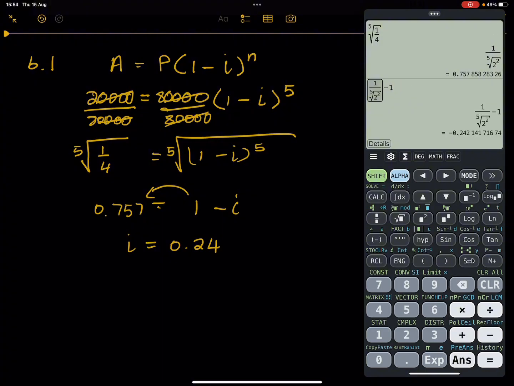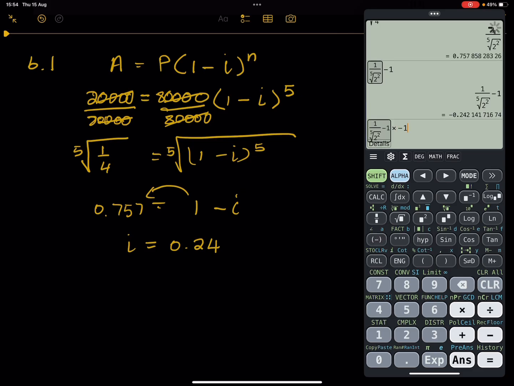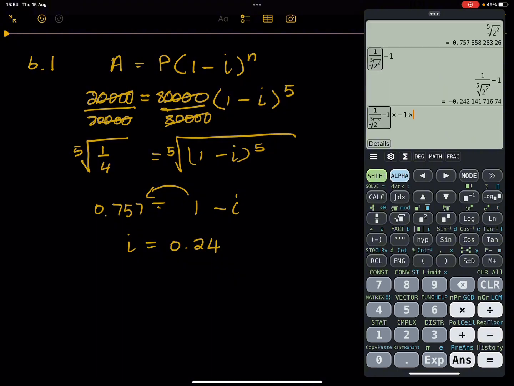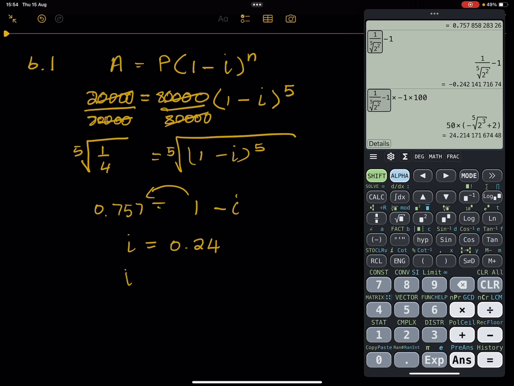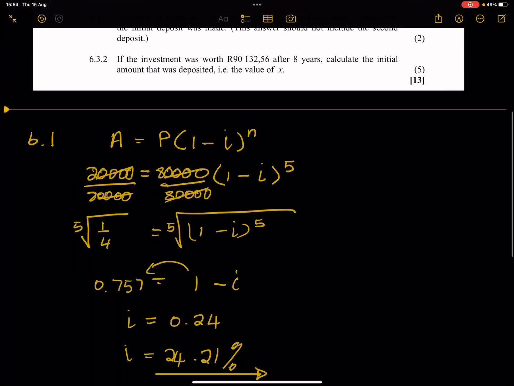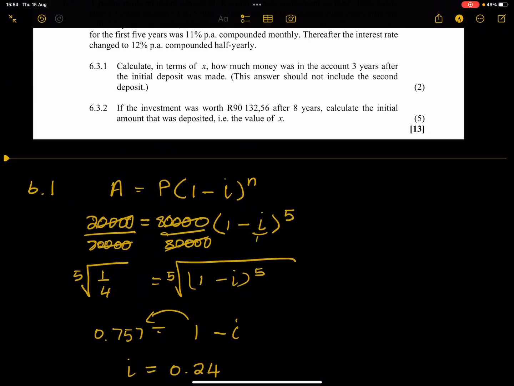Okay, so that's the value that I got. Okay, multiplied by -1. Okay, and that should turn that value positive, right? And just simply multiply by 100. Okay, right, and so that means that our annual interest rate, depreciation rate rather, should be 24.21%. Okay, right, and please remember, we're multiplying by 100 in this case, because remember that that would have been i over 100, okay, to get the actual interest rate.